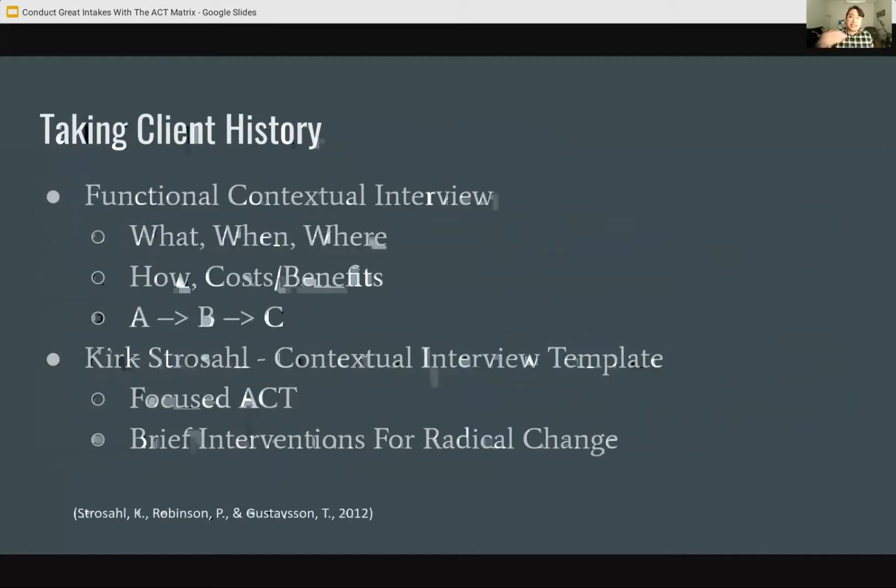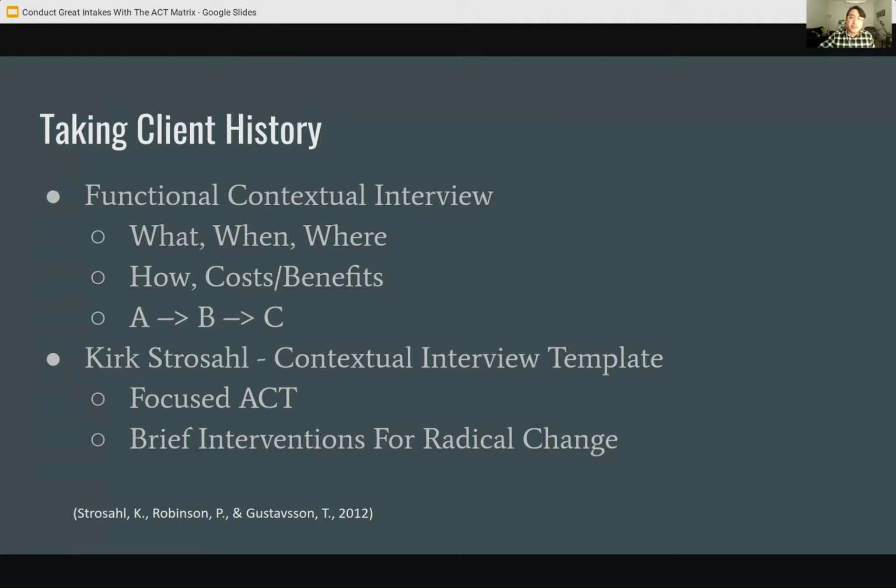And so that introductory part now leads us into the history taking phase of the intake. Here we are aiming for a functional contextual interview to learn more about what our clients have been going through. We focus not just on info about what they've been struggling with, when and where, but also how they've been attempting to handle that struggle, the costs of those strategies, and any benefits.